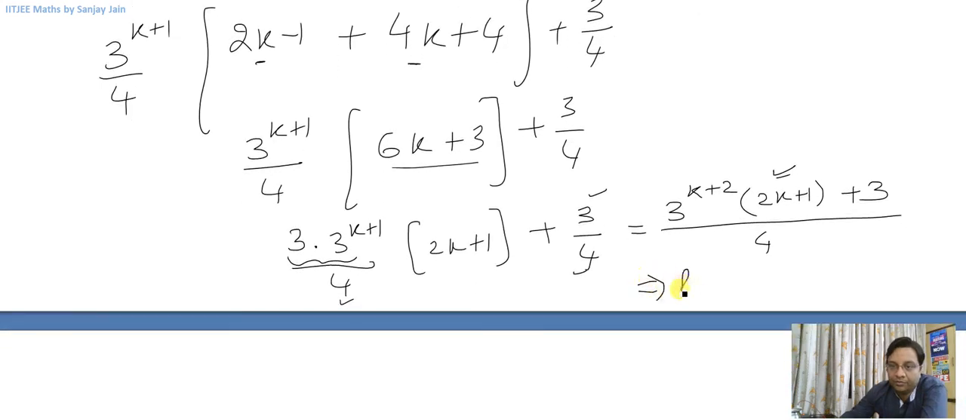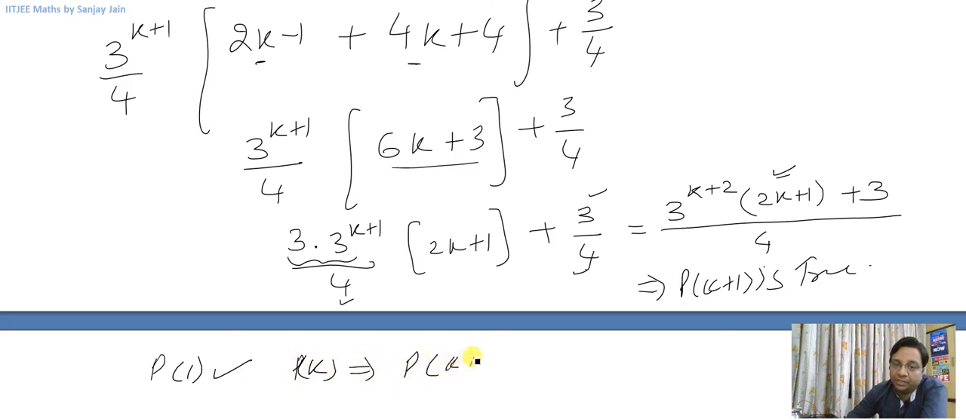So P of k plus 1 is true, and the rest is the statement that you already know: P of 1 is true, and if P of k is true, this implies P of k plus 1 is true, hence we can say P of n is true by principle of mathematical induction.